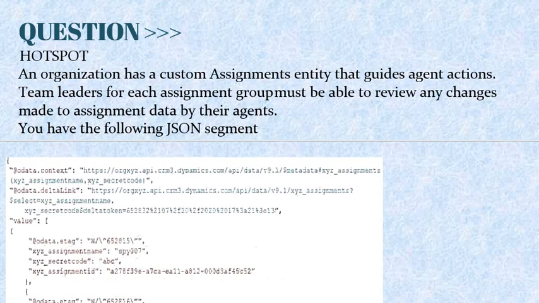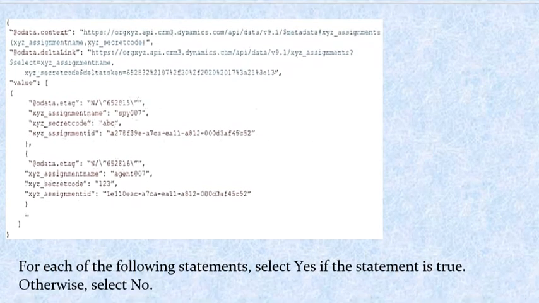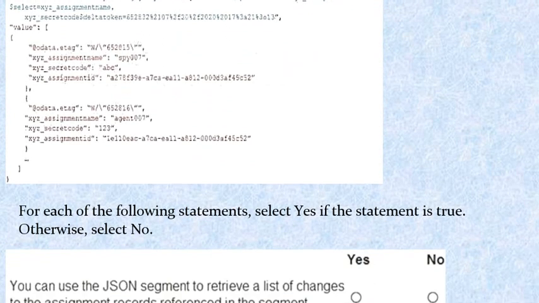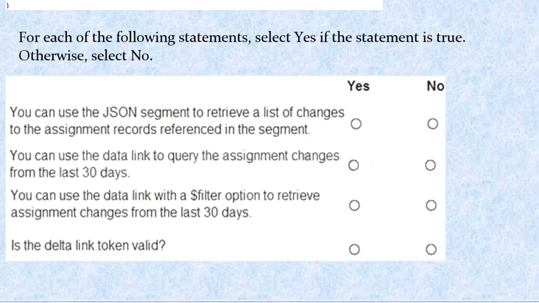The question is, an organization has a custom assignments entity that guides agent actions. Team leaders for each assignment group must be able to review any changes made to assignment data by their agents. You have the following JSON segment. Please have a look at the segment. For each of the following statements, select yes if the statement is true, otherwise select no. Please have a look.